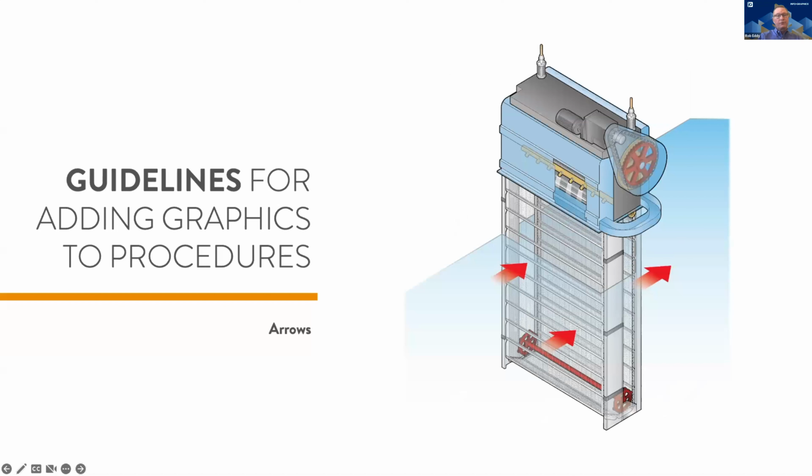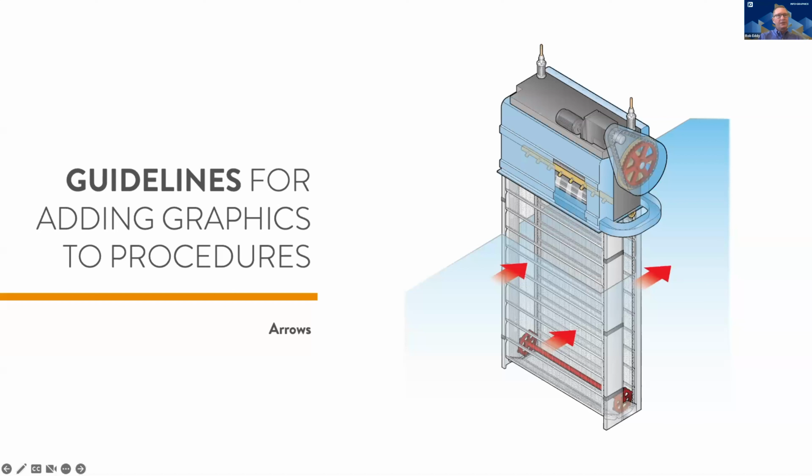Arrows can be used to show flow, direction. This is a system that's used with water. It's a filtration system. This is a good example of using arrows and transparency to help people understand the way the parts work, the way the system works. So arrows can be extremely helpful and beneficial in the right applications. Just something to keep in mind.